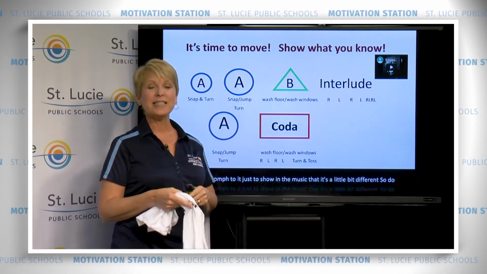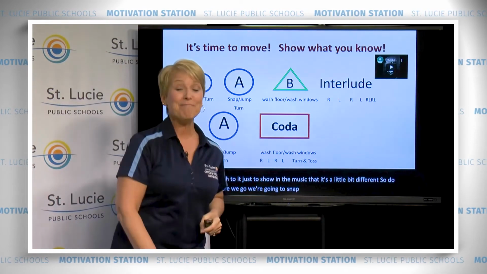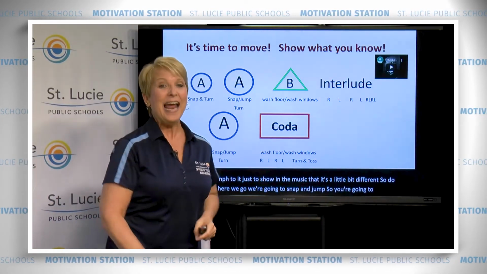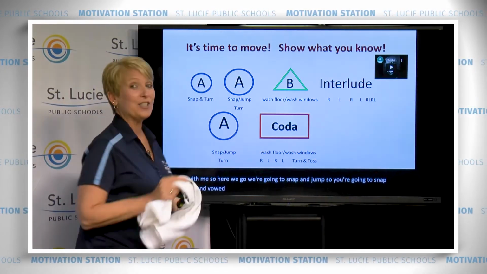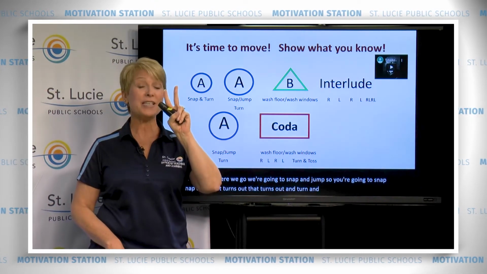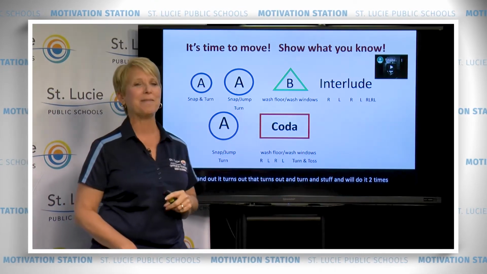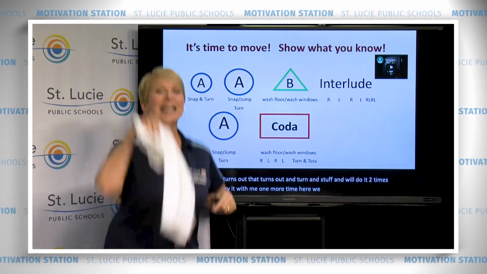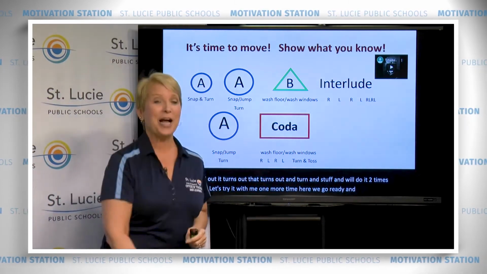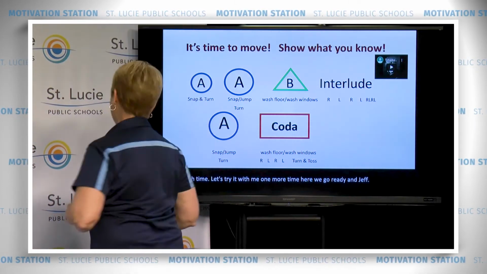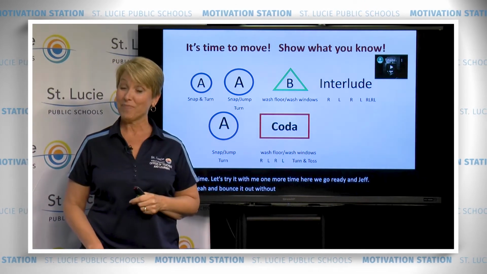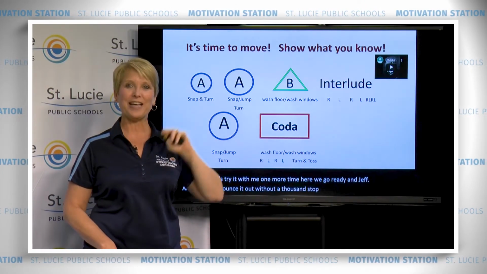So do it with me. So here we go. We're going to snap and jump. So you're going to go snap, and bounce and turn, bounce and turn, bounce and turn, and stop. And we'll do it 2 times each time. Let's try it with me one more time. Here we go. Ready? And jump, and bounce it, bounce it, bounce it, stop. Okay? So we've got our 2 first letter A's.